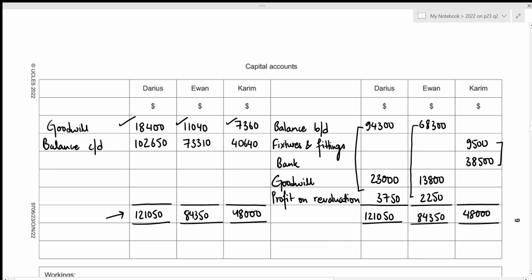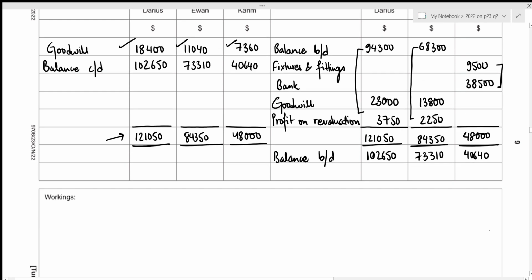All right, now the next step would be to record this closing balance as the opening balance for the new accounting period. So that will be on the credit side. And remember that this year's opening balance is equal to last year's closing balance. So the opening balance for Darius will be 102,650. For Ivan, that will be 73,310. And for Karim, that will be 40,640. Okay, this concludes the capital account. We can now move towards the next part.